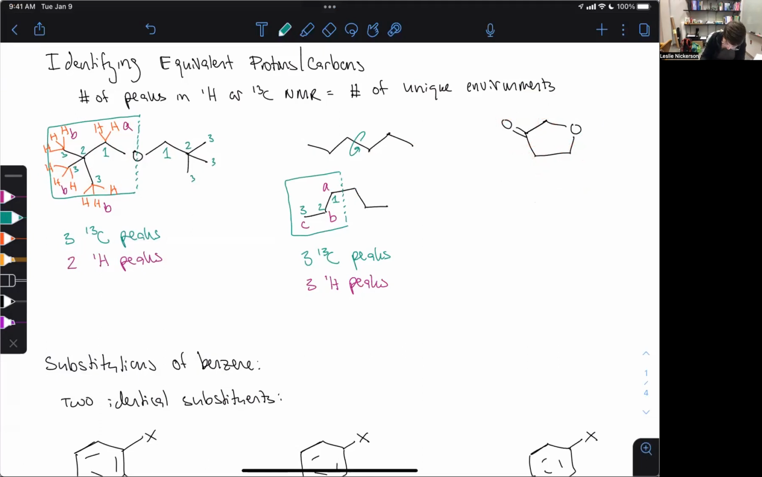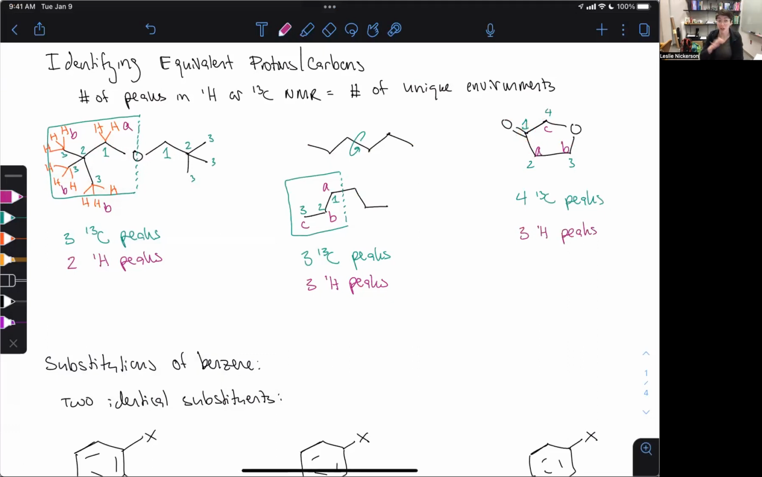So in this one, we're going to have 1, 2, 3, 4 carbons. And then for protons, we're going to have 1, 2, 3. Okay, because again, this carbon of the ketone here, no protons on it, so we're not going to have any signal from that in the proton NMR. All right, so carbons, we're going to have 4 peaks. And proton, we're going to have 3 peaks.